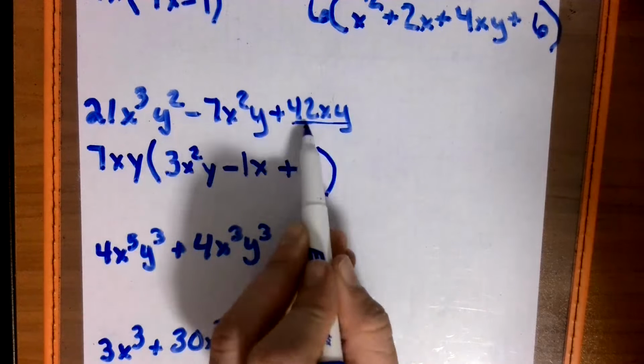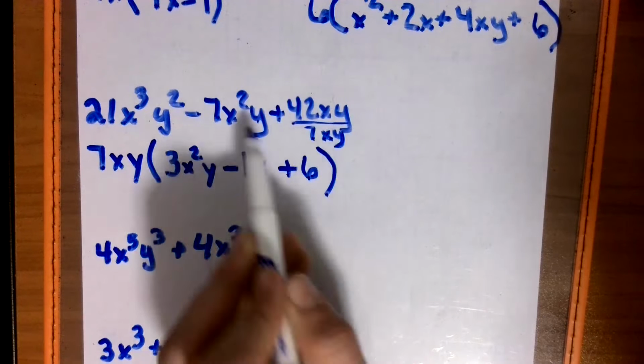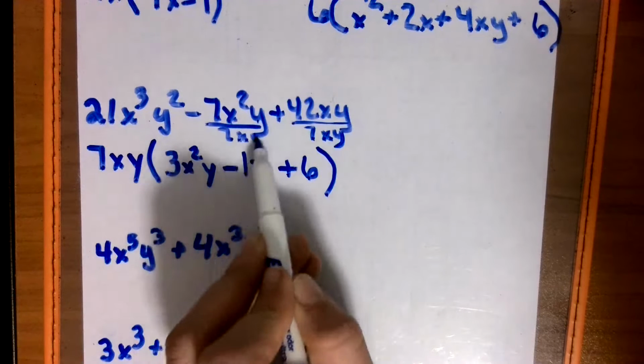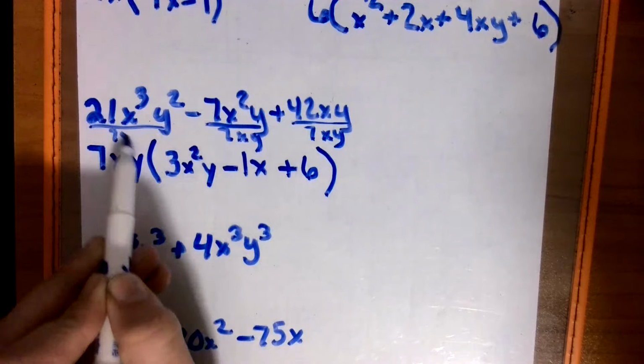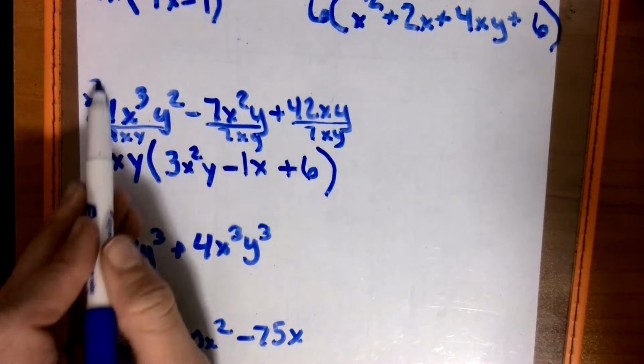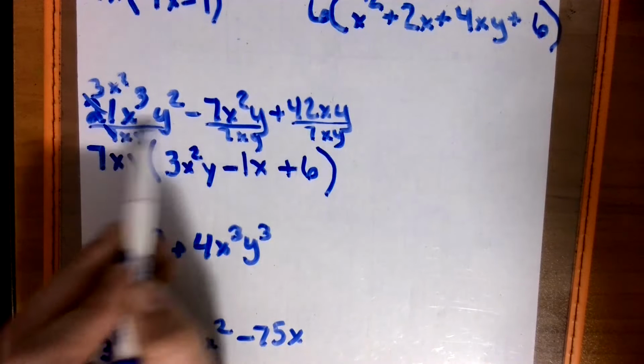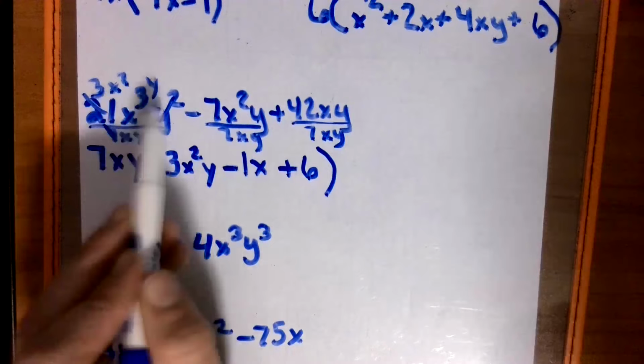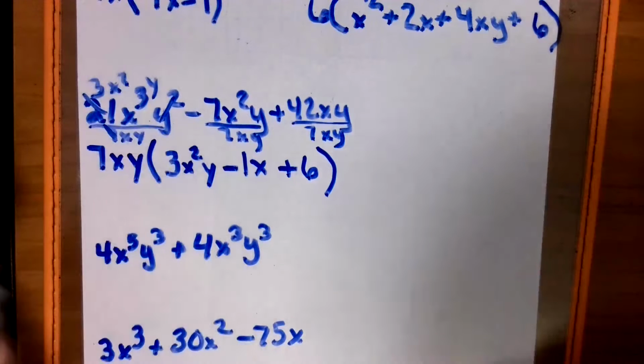And remember, if you need to write the 7xy underneath each piece and do the dividing out like this, like we did before, you totally can. Okay? It's up to you.